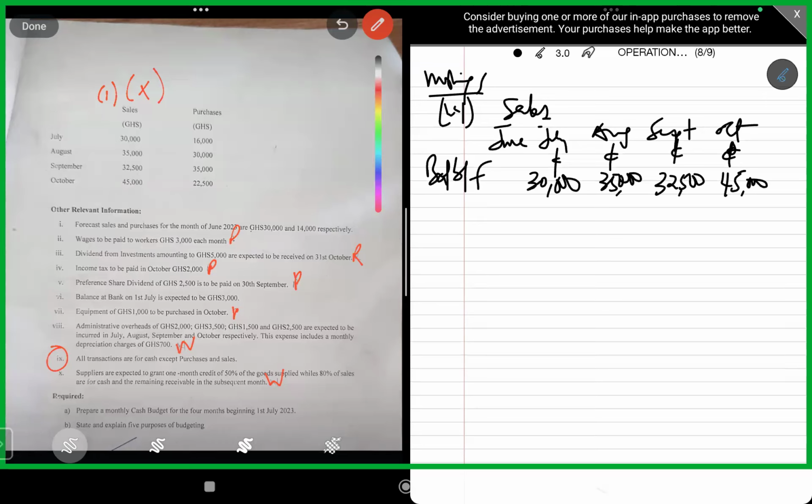So though it's giving us a forecast sales for June, the question says that we should prepare our cash budget starting from July. However, in the workings, where you are going to make adjustments, you need to include June as part of the workings. But in the main task, the cash budget, June is not part of it. Okay. Are you good? Yes, please.